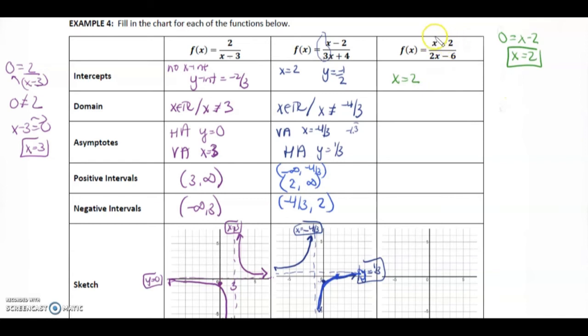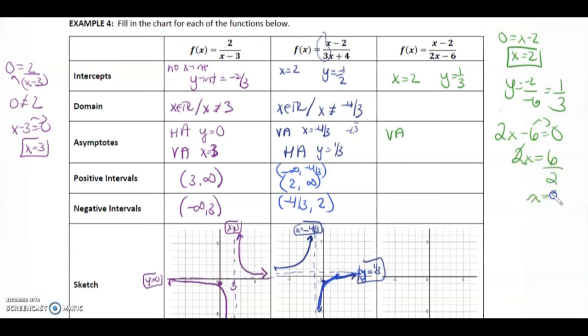Okay, y, we sub in a 0. Negative 2 over negative 6 is just 1/3. Okay, asymptotes. The vertical asymptote is when the denominator equals 0. So it's when 2x equals 6, I get 3 for the vertical asymptote. And the horizontal asymptote, because there's an x and an x, we're just taking the coefficients. So y equals 1/2.